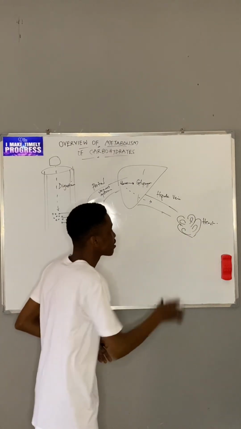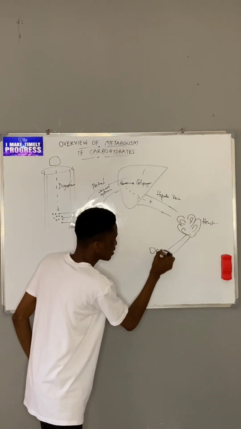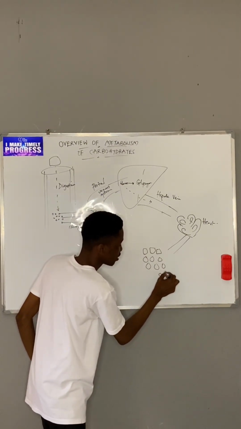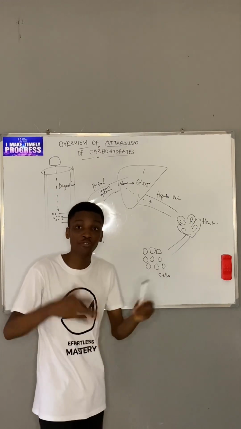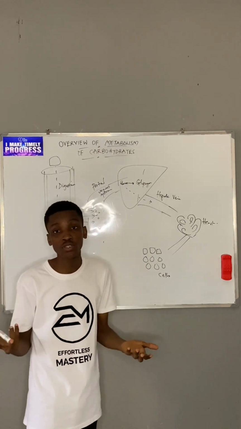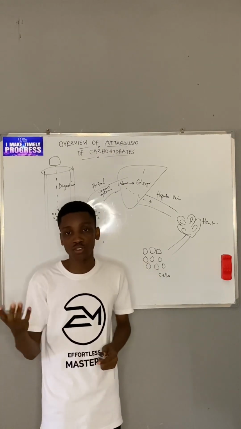Now from the heart, blood will leave the heart, and then it will be circulated to different cells in the body, or different tissues in the body. Now, the tissues of concern, of course, every single cell in the body requires glucose. Every single cell in the body makes use of glucose.